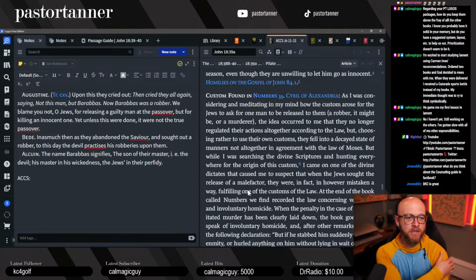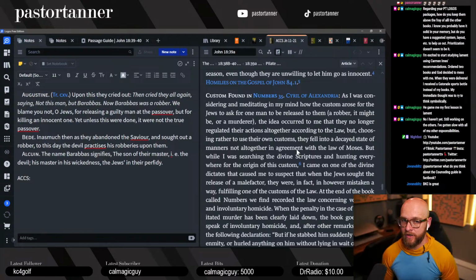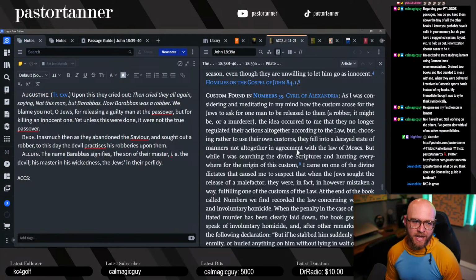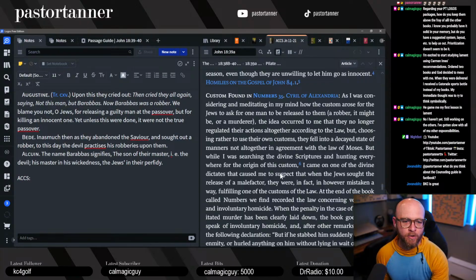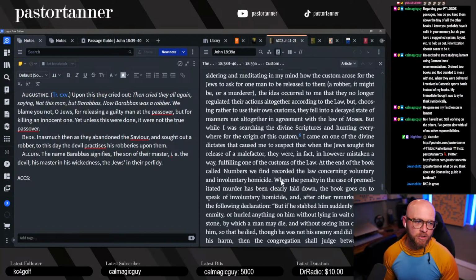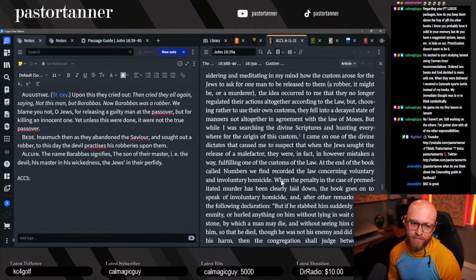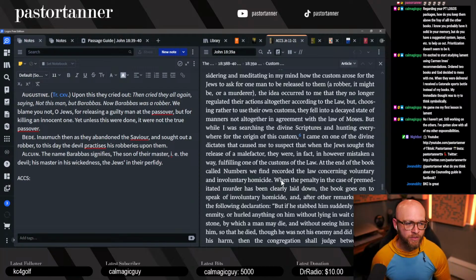Custom found in Numbers 35. Cyril seems to indicate that that's where the custom comes from. Very interesting. As I was considering and meditating in my mind how the custom arose for the Jews to ask for one man to be released to them, a robber it might be, or a murderer, the idea occurred to me that they no longer regulated their actions according to the law, but choosing rather to use their own customs, they fell into a decayed state of manners, not altogether in agreement with the law of Moses.